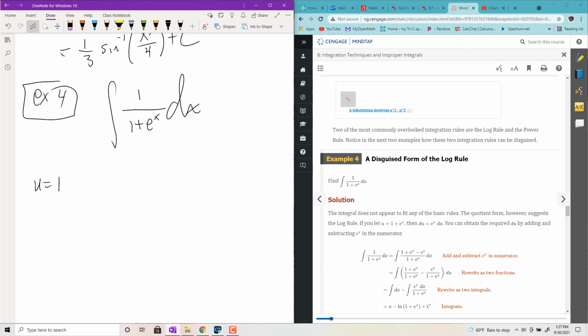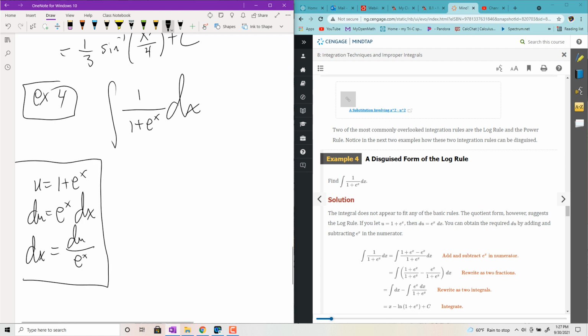Let's try it anyways, right? u is 1 plus e to the x. du will be e to the x dx. And then we can kind of solve for e to the x, because we're going to have this e to the x floating around. Let's see if we can do it a way different than what the book does. Sometimes you can't. So we have 1 all over u times du all over e to the x.